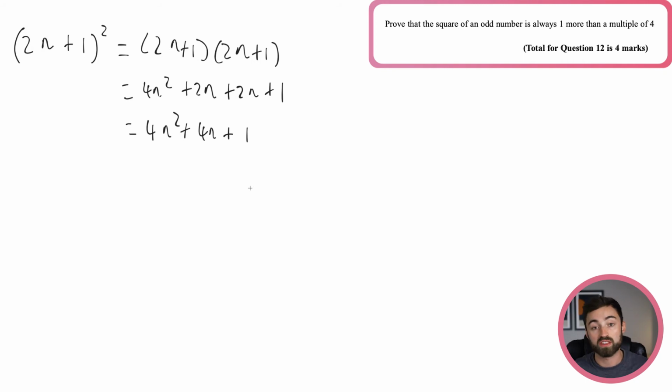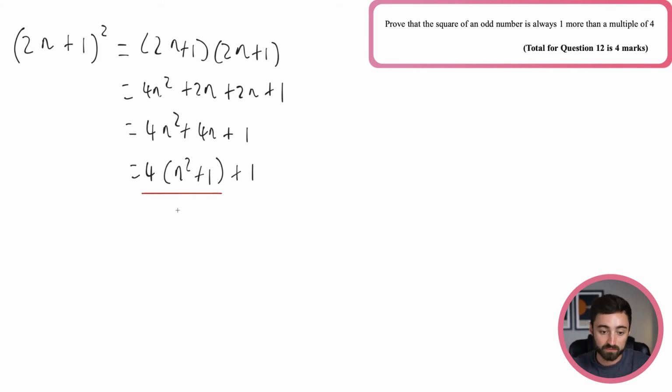Now, we want to show that this is 1 more than a multiple of 4. So if I can express this as some multiple of 4 plus 1, that proves it, doesn't it? Look at this. I can take a factor of 4, not out of everything, but out of these first two terms. So it's going to be 4 times n squared plus 1, and then plus 1. This is the end of my proof. Why? Because I don't care what n squared plus 1 is. It can be whatever it wants. Once I multiply it by 4, it's going to be a multiple of 4.